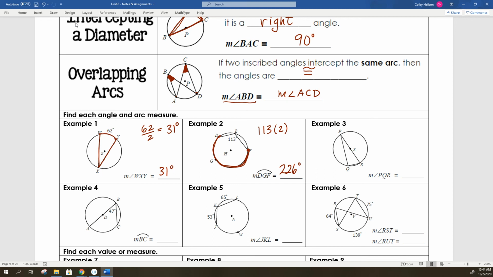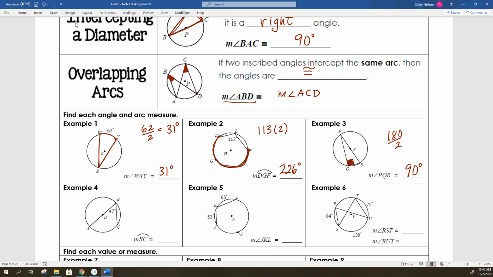Oh, what do we got here? Measure of angle PQR. PQR. So that's this angle right here. It's 90. How is it 90? Because it's intercepting a diameter. It intercepts the diameter, yes. So 180 divided by 2, 90. Oh yeah, that rule. These are just little mini proofs. These are mini proofs.